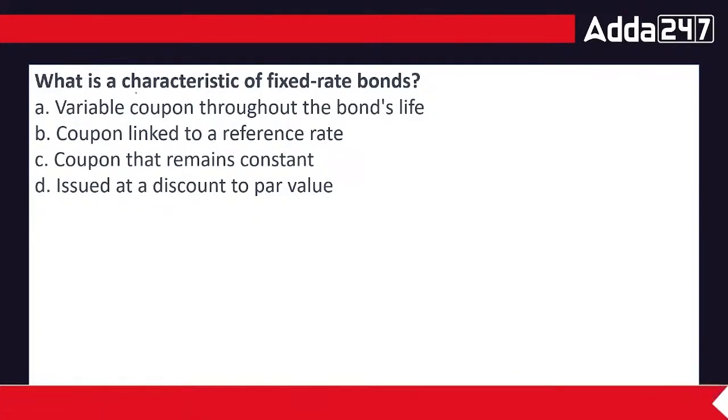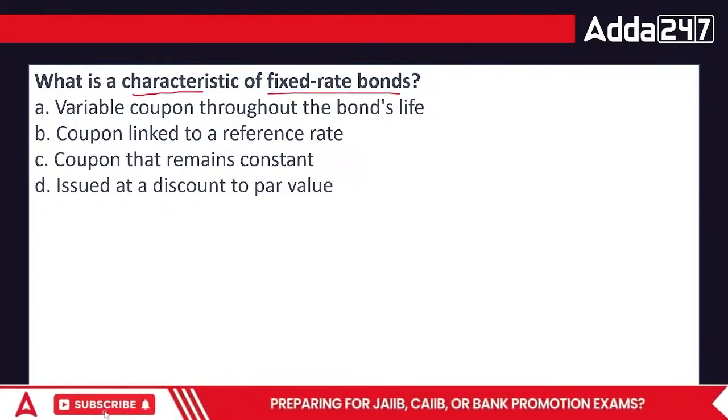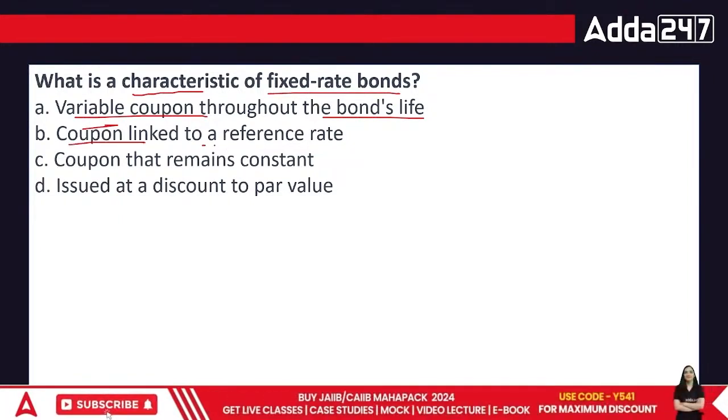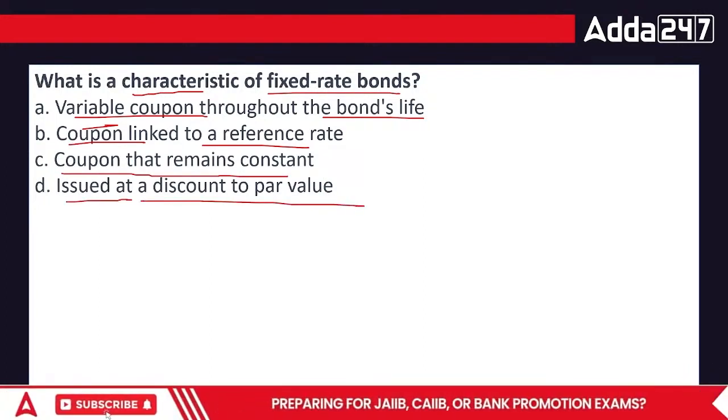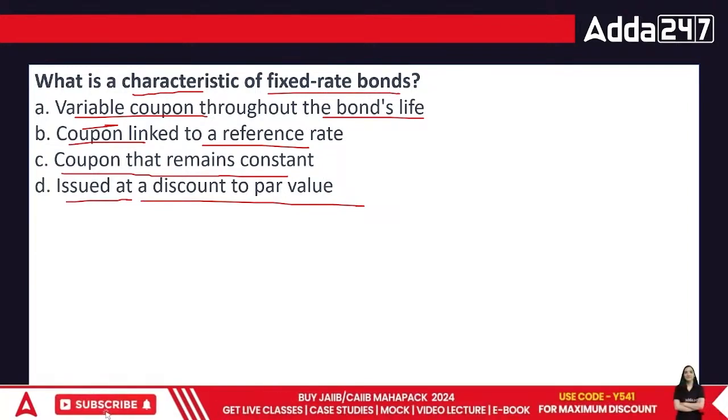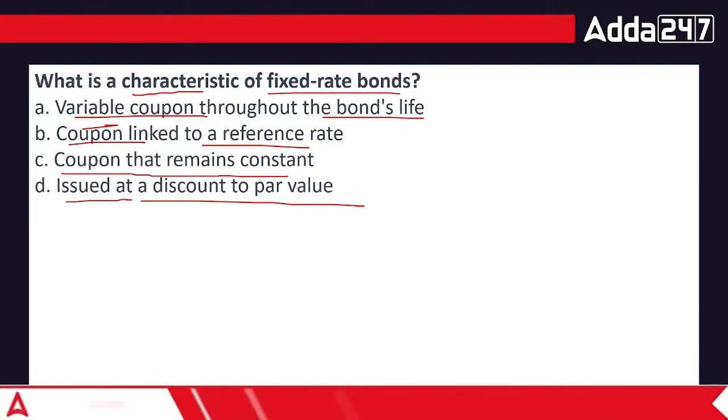What is the characteristic of fixed rate bonds? Variable coupon throughout the bond's life, coupon linked to a reference rate, or coupon that remains constant, issued at a discount to par value. What would it be, everyone? Fixed rate bonds. The bonds which have been having what fixed, everyone?